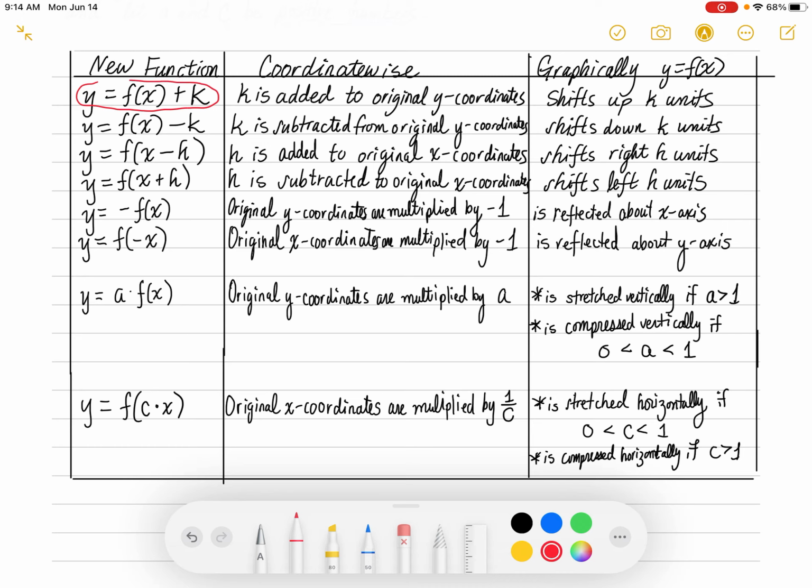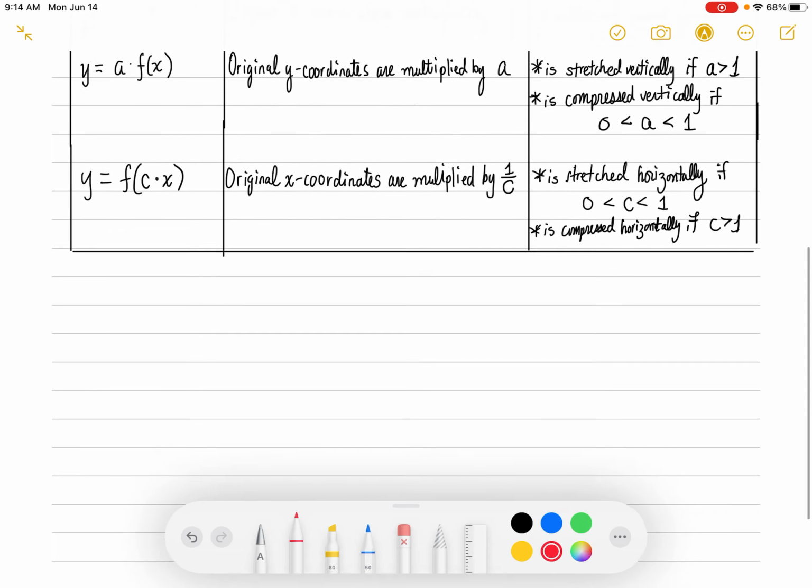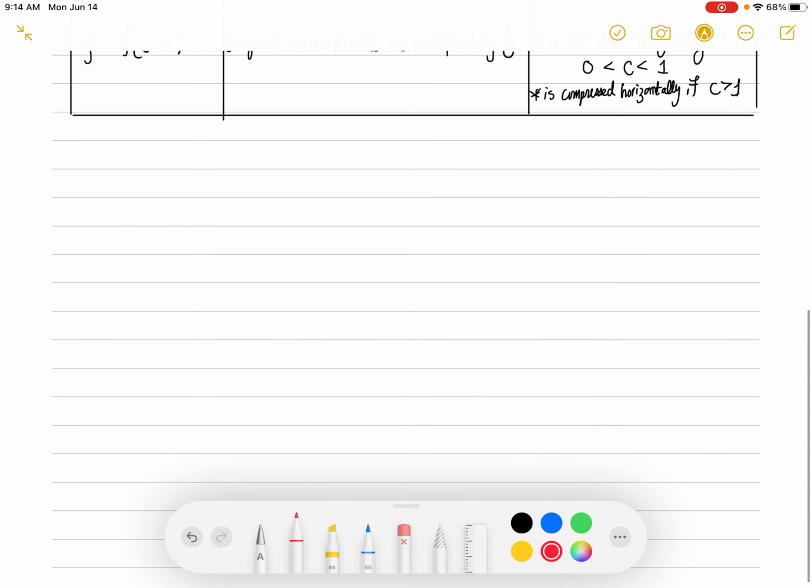So I call this a new function here. Can I circle? Yeah, I can circle this. Y equals f of x plus k. So this is taking the original function, y equals f of x, and putting a plus k outside of the function. I'll say outside of the house. That'll be the terminology I use. Outside of the house, I like to use that terminology. So let's focus on that new function for a moment.